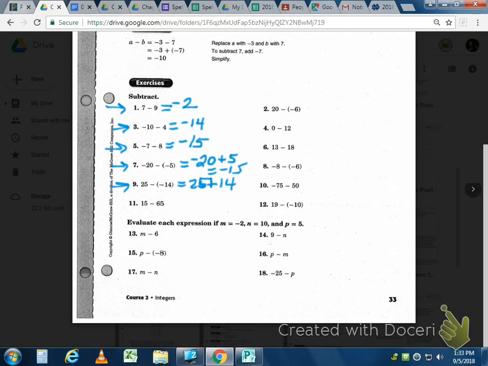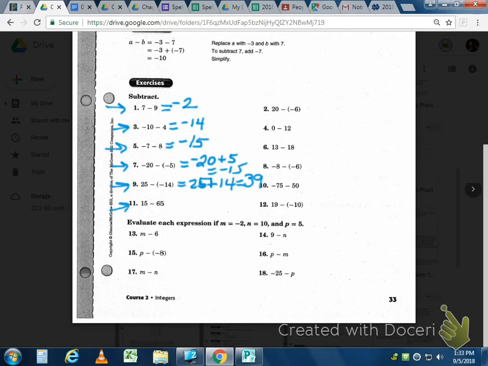And then it's a great problem. 25 plus 14. I have 25 and I gain 14 more. What would I be at? Macy, what do you think? I have $25 and I find 14 on the floor. How much money do I have? 39.